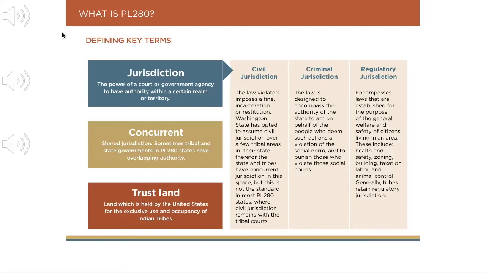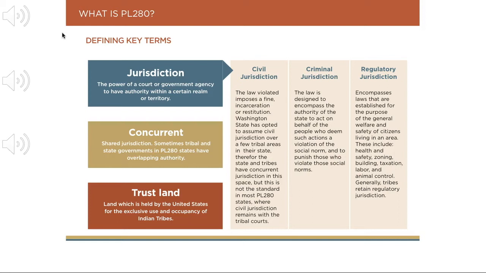To get started, we'll define some key terms that will be used throughout this training module. Jurisdiction is the power of a court or government agency to have authority within a certain realm or territory. Civil jurisdiction means that the law violated imposes a fine, incarceration, or restitution. Some states have opted to assume civil jurisdiction, and thus the tribe and the state have concurrent jurisdiction in PL280 states.